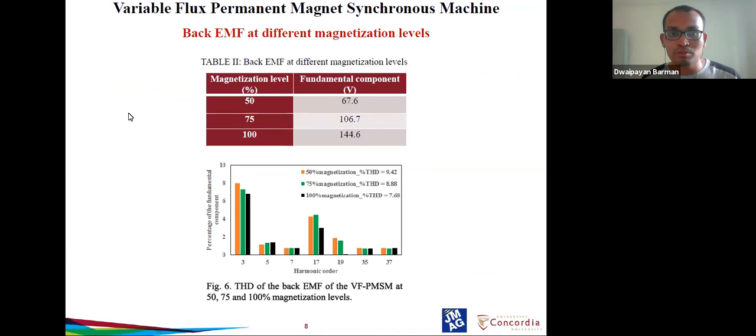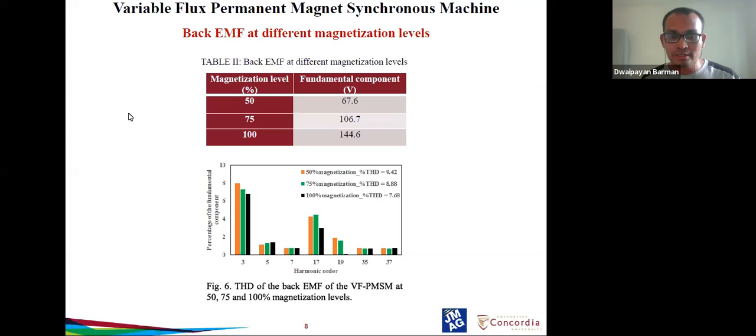Fast Fourier transform on the back EMF of the variable flux PMSM at different magnetization levels are performed, and we can see that as the magnetization level increases, the fundamental of the back EMF also increases. THD of the back EMF at different magnetization level are also calculated and shown in figure 6.